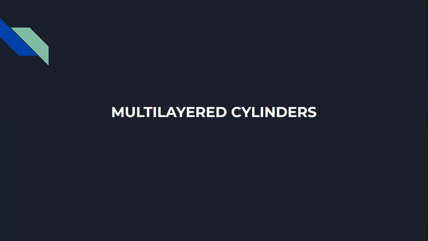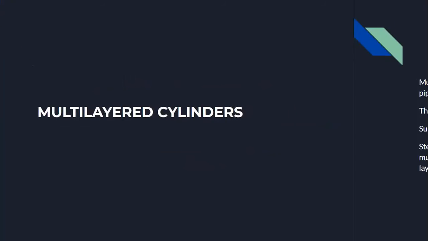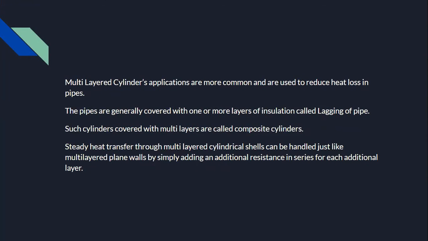Now let us begin with multi-layered cylinders. Firstly, we'll understand the concept of multi-layered cylinders and its derivation, and then we'll understand why it is used. So let us begin. Multi-layered cylinder applications are more common and are used to reduce heat loss in pipes, through insulation, etc. The pipes are generally covered with one or more layers of insulation. This is called lagging of pipe. We'll understand this through an example at the end.